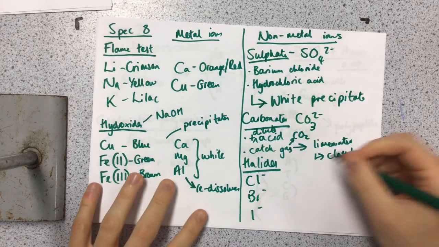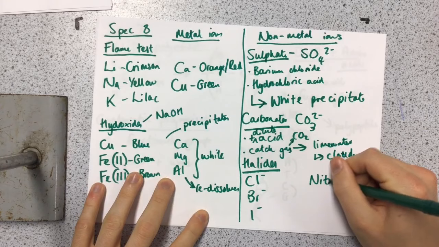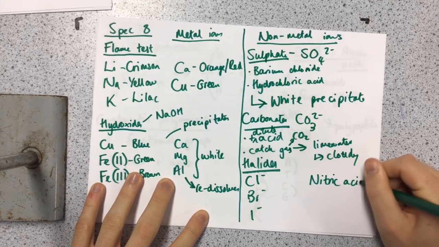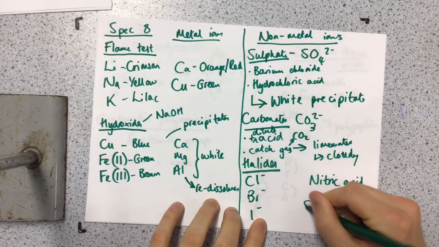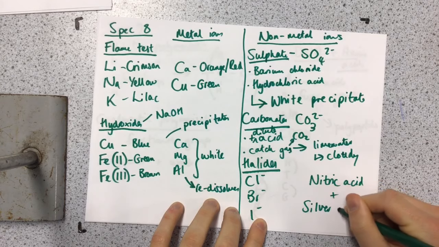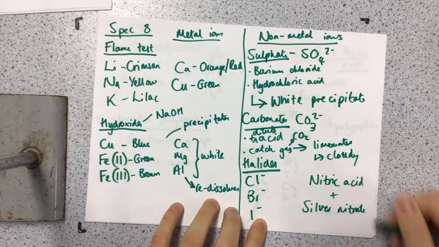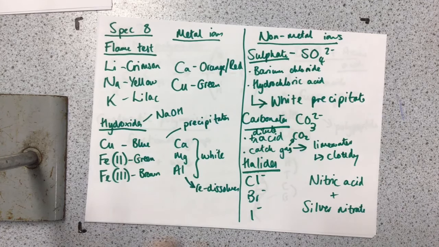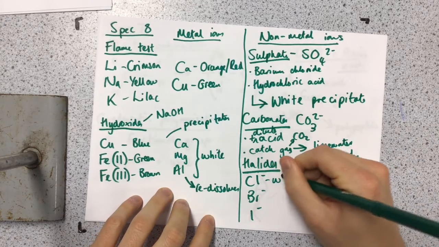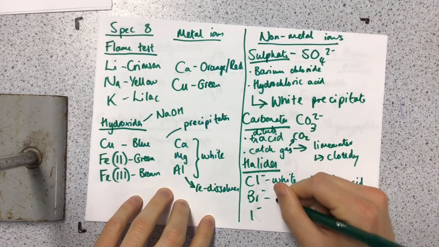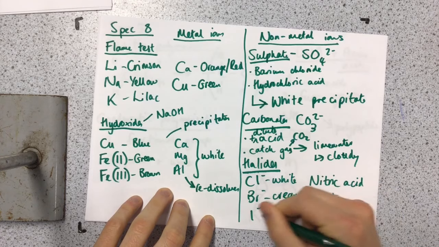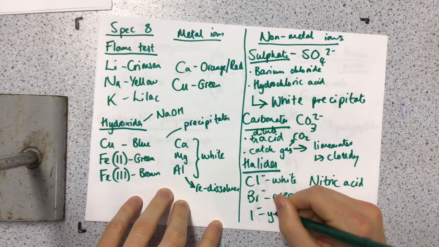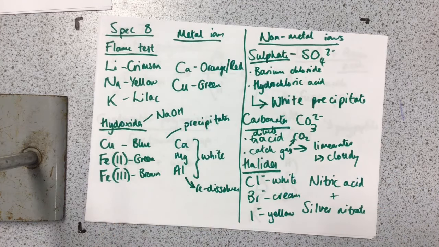Halide test. So this involves two additional reactants you need to add in there. So you've got nitric acid and silver nitrate. So they're the two additional ones. This time if there's chloride ions present, it would go white. Bromide ions would go cream, and iodide ions would go yellow. So they progressively get more colourful.